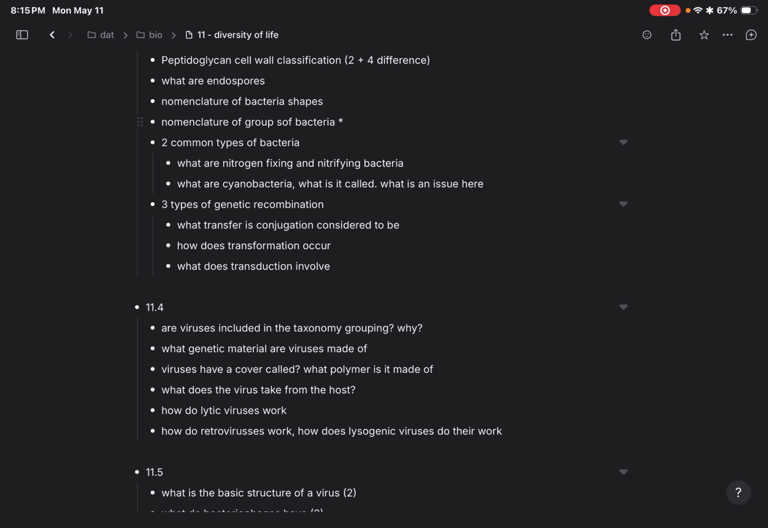Two common types of bacteria: there's nitrogen fixing bacteria, which have a mutualistic relationship with plants, and cyanobacteria. Cyanobacteria are also called blue-green algae. However, they're not algae because that would imply that they're eukaryotes. They're bacteria, so that's something to know.